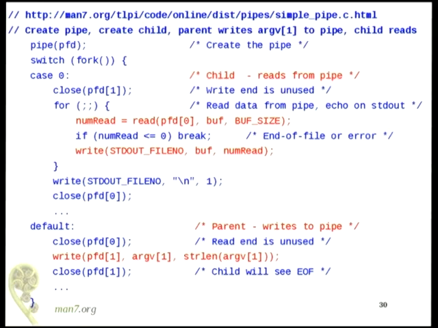Okay, the parent here is writing a string into the pipe. The child is reading that data from the pipe inside a loop and writing to standard out. And then at the end, the parent closes the file descriptor. At that point, the child's next read will see end of file, a 0 return from the read.